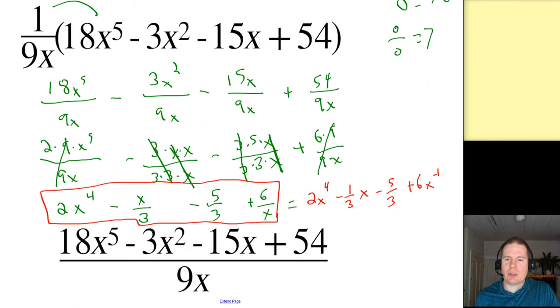Even when we start with it in fraction form, what do we do? We take this first term, divide it by 9x. Take this second term, divide it by 9x. Take this third term, divide it by 9x. Take this fourth term, divide it by 9x. And then we go on from there. Now this is how we're going to see things most commonly, and that's what we do.